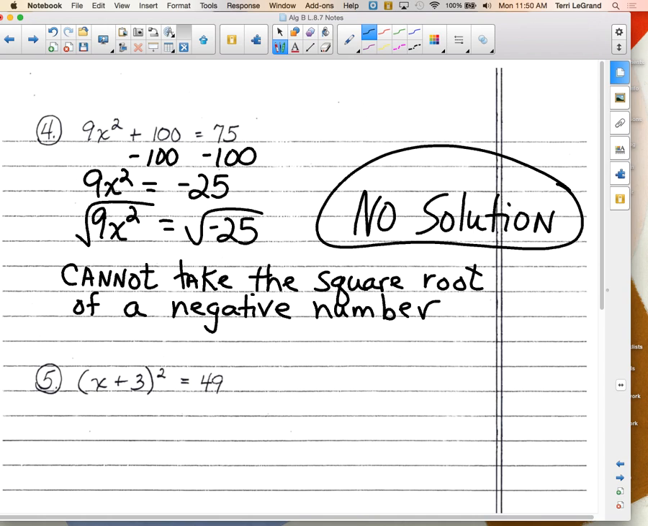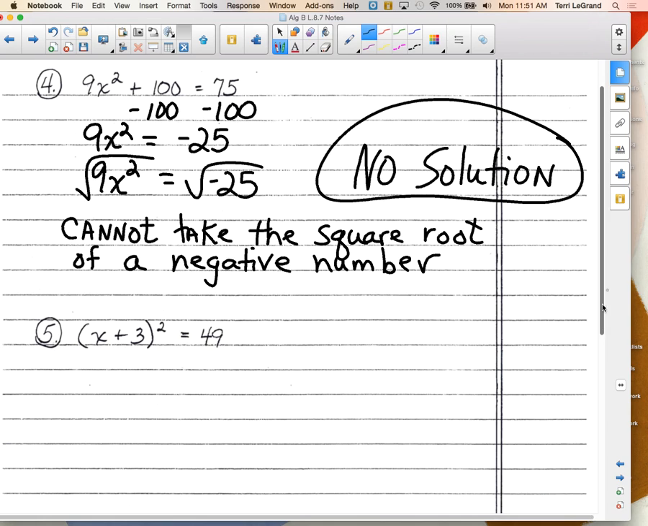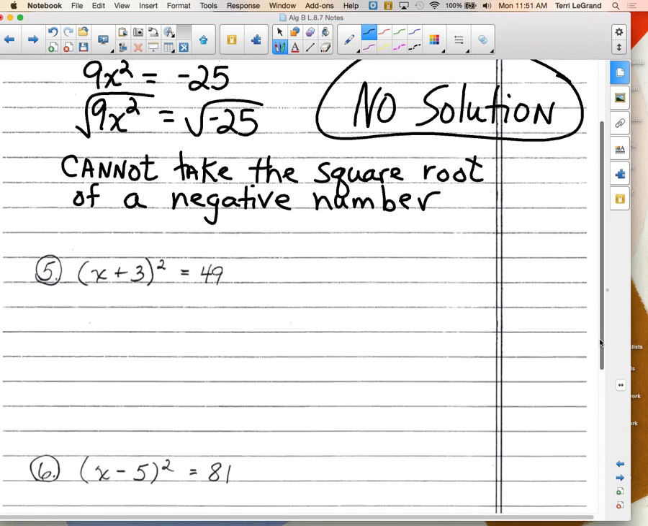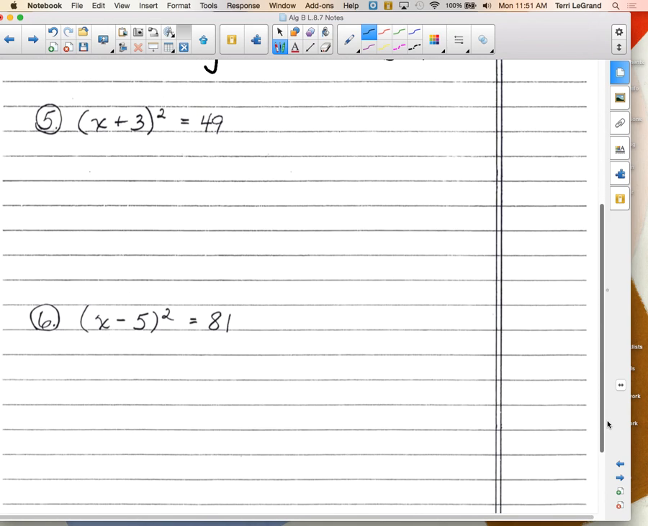It's not going to touch the x-axis, is it? Its vertex is where? You don't have to be specific. Where's that? Above the x-axis. Yeah, it's above the x-axis somewhere. It's never going to touch the x-axis, this parabola. So that's what this is telling us. You will eventually learn how to solve a problem like this, but right now we get to say no solution.